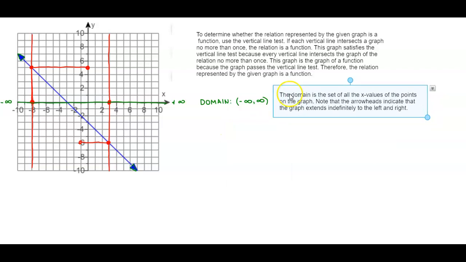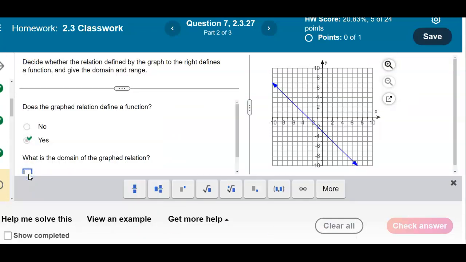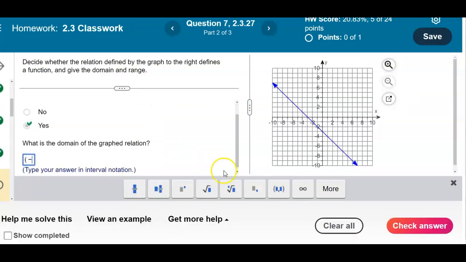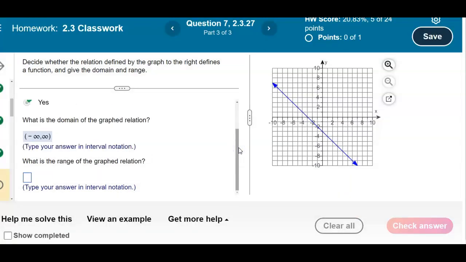So let's go ahead and write this here. The domain is the set of all the x values of the points on the graph. Note that the arrowheads indicate that the graph extends indefinitely to the left and to the right. So let's go ahead and put our answer in here. The domain in interval notation is parentheses negative infinity, comma, positive infinity, with a parenthesis. Check our answer, and there is our result.